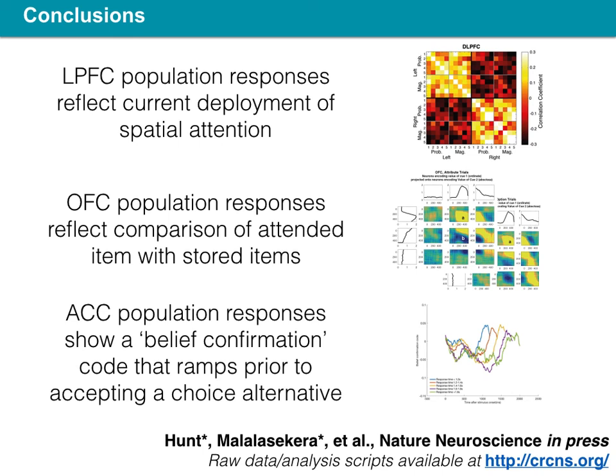So dorsolateral prefrontal cortex seemed to reflect whereabouts the subject was currently deploying their spatial attention. OFC population responses seem to reflect this value comparison between the currently attended item versus items which were previously stored. And anterior cingulate cortex population responses had parallel subspaces, one of which showed this belief confirmation code ramping up prior to accepting a choice alternative, and another reflecting which action the subject was going to choose.